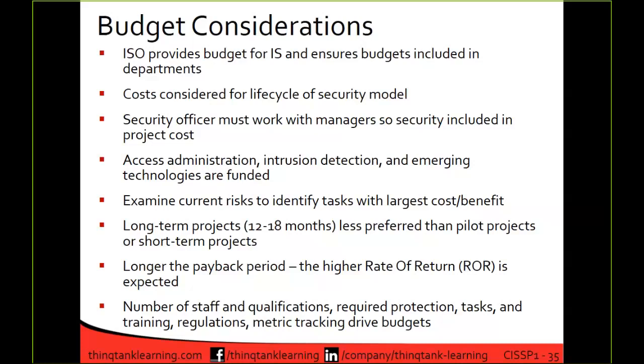Long-term projects, 12 to 18 months, are less preferred than pilot projects or short-term projects. The longer the payback period, the higher rate of return is expected. Meaning that if I invest $100,000 into some sort of security architecture, and I'm not realizing the benefit of that $100,000 expenditure over a short period of time, I would expect that the rate of return over a longer period of time would be much higher, right? The number of staff and qualifications, the required protection, the tasks, the training, the regulations, the metric tracking, all of these things drive budgets. And as a security individual, it is your job to ensure that the individuals that are approving those budgets understand the necessity. That's really the key.